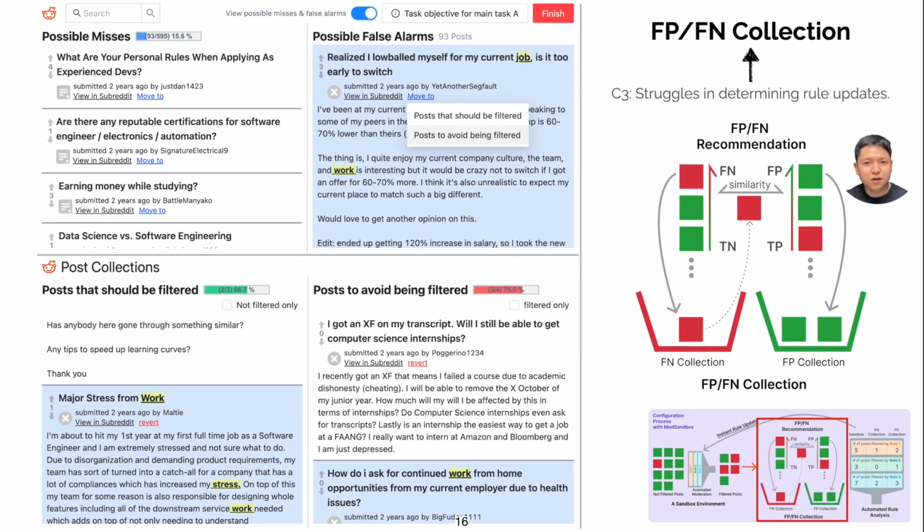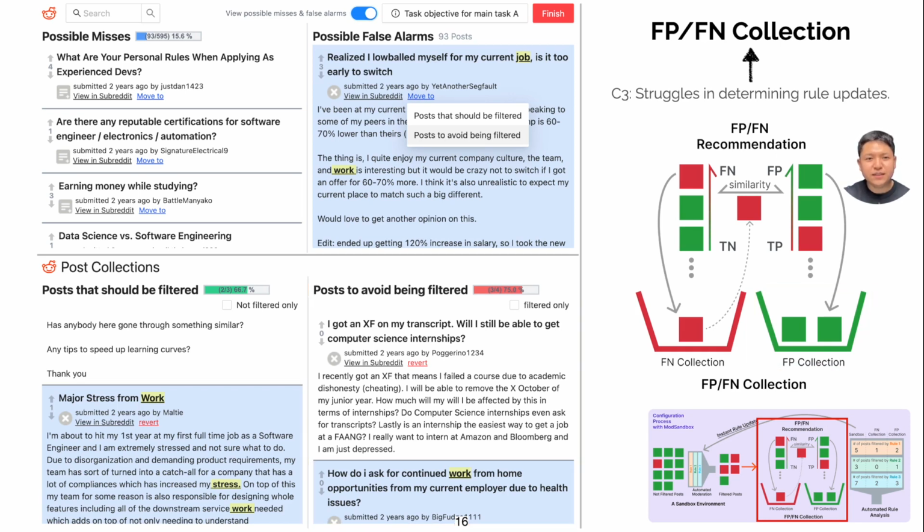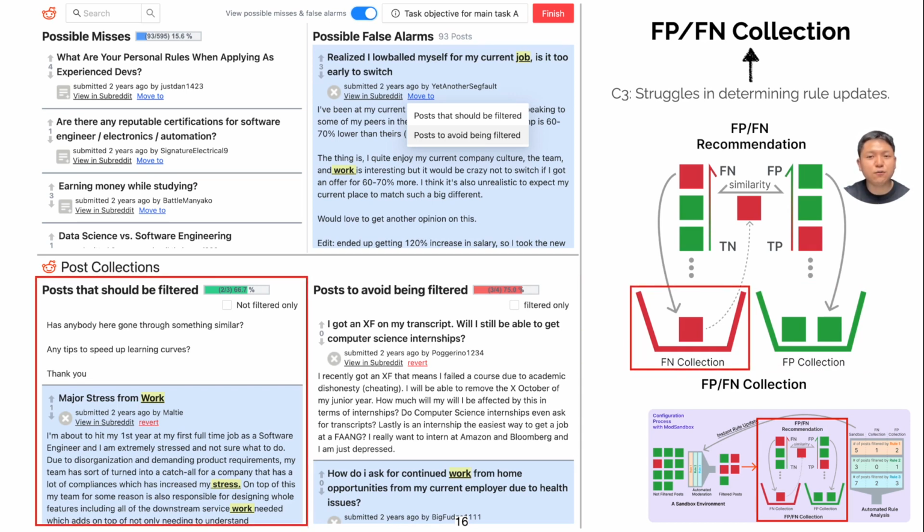Once users find the false positives and negatives among the recommended posts, they can store those posts in collections, which can be referenced for them to determine the rule updates. For example, if current rules filter posts that should not be filtered, they will try to update the rules to ignore those posts. Or they can read the posts that should be filtered to find patterns to add to the rules. Additionally, our FBFN recommendation feature uses the posts in the false negative collection as target posts that represent the moderator's intention.